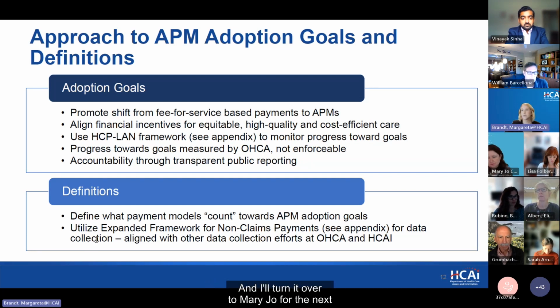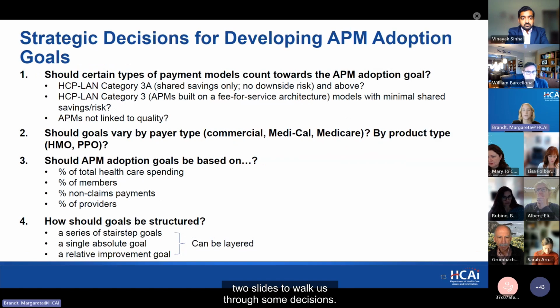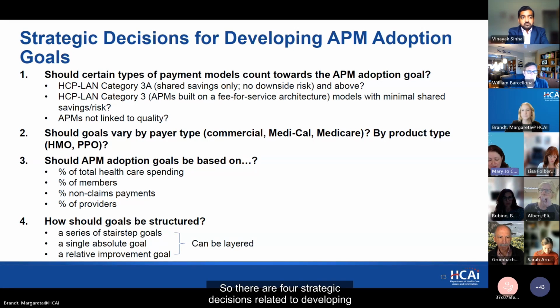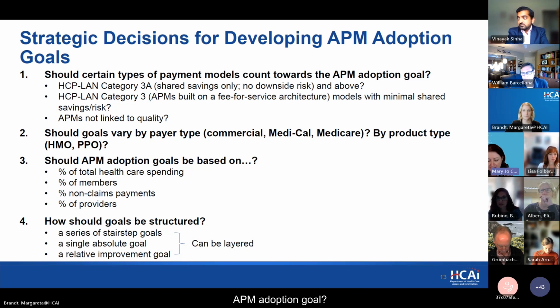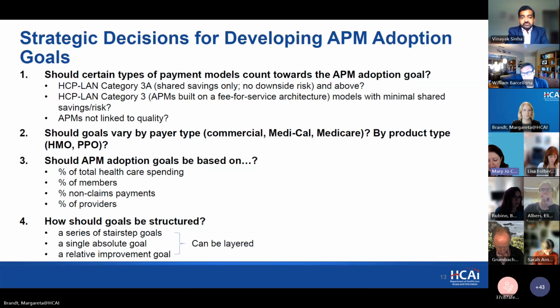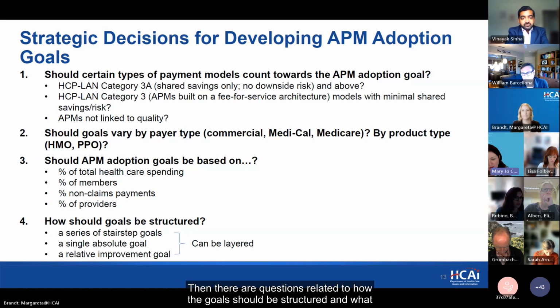And I'll turn it over to Mary Jo for the next two slides to walk us through some decisions. Thanks, Margaretta. So there are 4 strategic decisions related to developing APM adoption goals that we're going to focus on today. The first is which types of payments should count towards the APM adoption goal. The next is whether these goals should vary by payer or product type. Then there are questions related to how the goals should be structured and what metric the goals should be based on. Next slide, please.